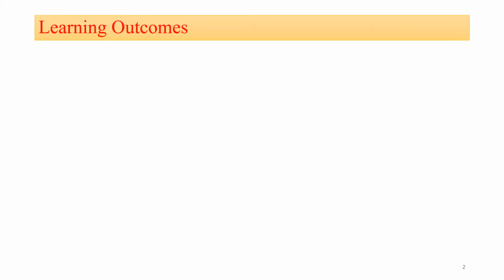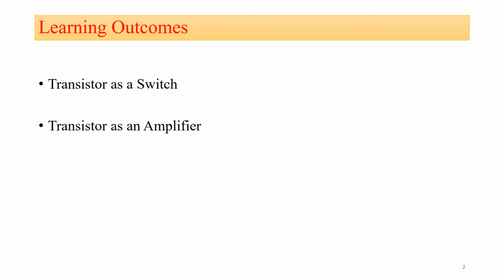Now the learning outcomes. After studying this topic, the student will be able to understand how to use our transistor as an on switch and how to use our transistor as an off switch. Similarly, how to use our transistor as an amplifier.